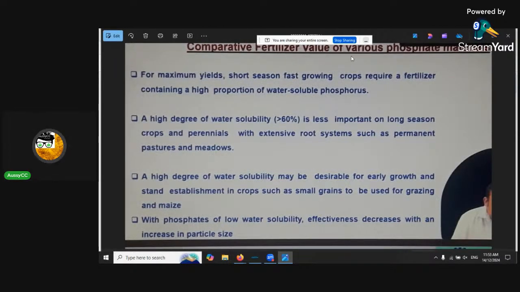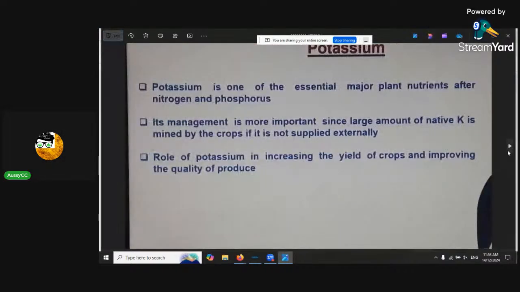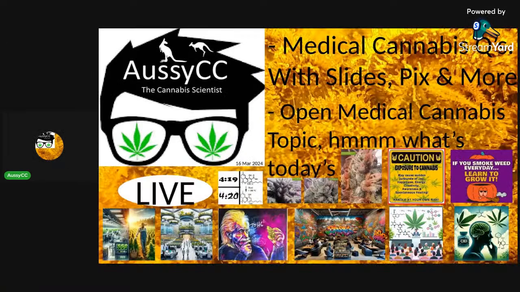Comparative fertilizer values, no. They do make good points, but I've still got to go through potassium yet. You can read that if you really want to get into it, because here's potassium. I should stop and see if there are any questions. No, that's okay.